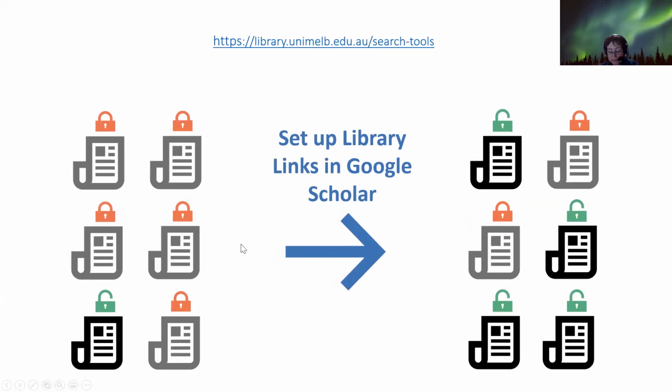Google Scholar is very popular with many people. So what you can do here, once again, to save you time, is you set up library links in Google Scholar, which means that you get to see a lot more PDF full text versions of articles than if you just searched on Google Scholar without these preferences set up. Once again, go to that link and that will show you how to do it.